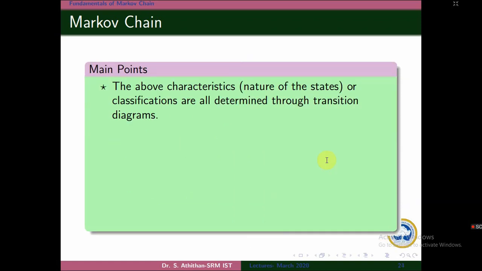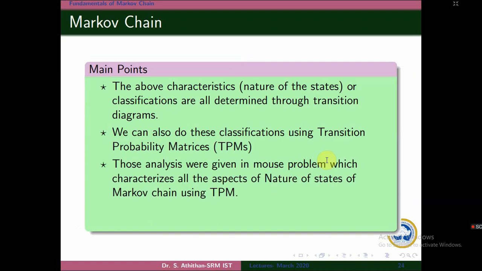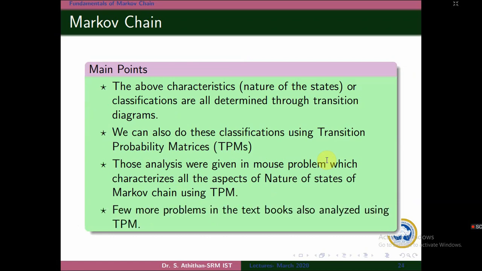The above characteristics or classifications are all determined through transition diagrams. We can also do these classifications using the TPM, transition probability matrix. Those analyses were given in the mouse problem, which I have already posted on YouTube. You can go through it, and a few more problems in the textbooks are also analyzed using TPM only, but I have used transition diagrams here.